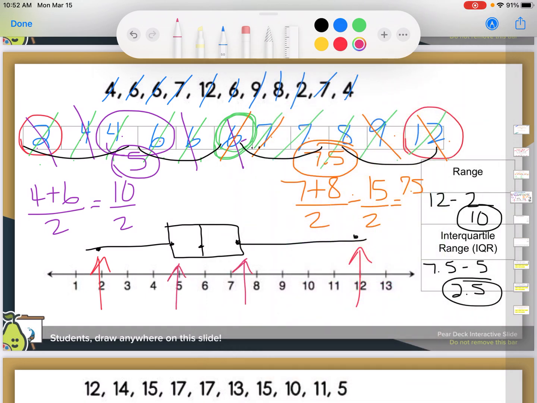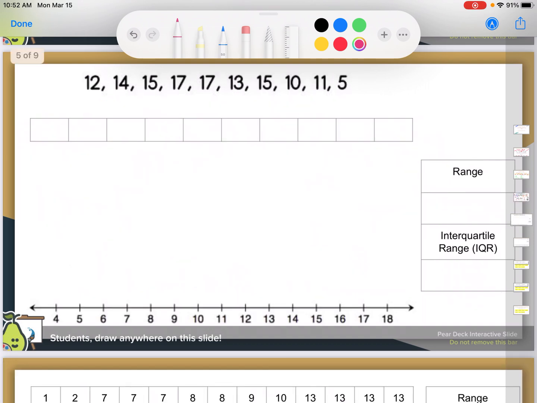All right, so let's try another one. Same thing again. I'm going to put my numbers in order from least to greatest.